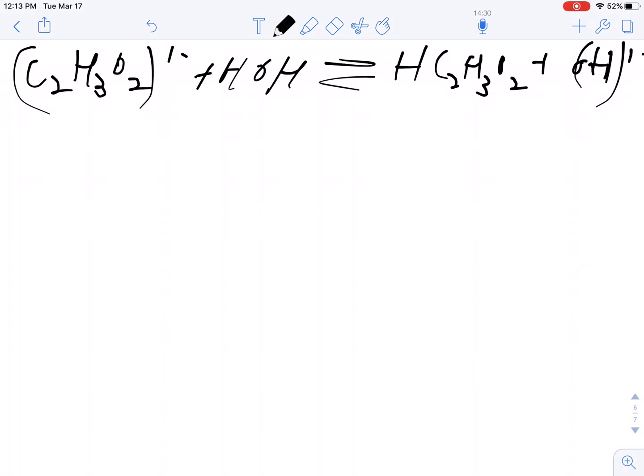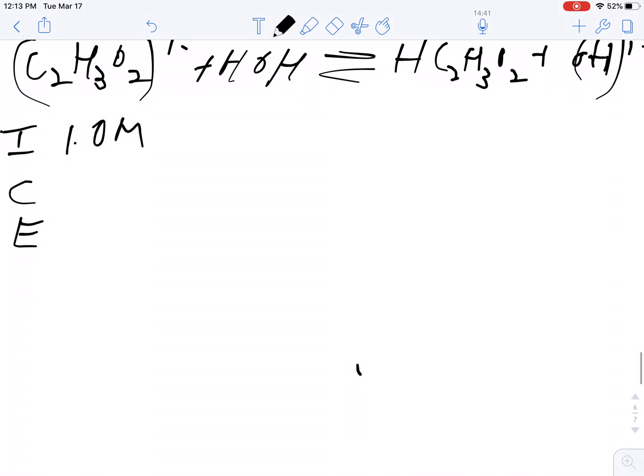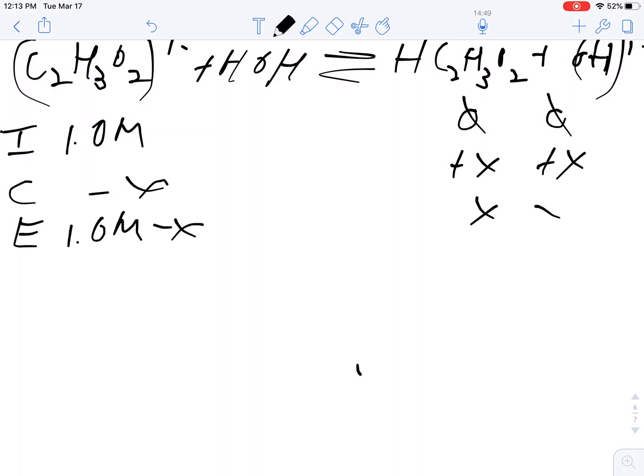Once you have the correct reaction, then solving the rest of the problem is actually fairly easy. So you've got an ice table. You know that the concentration is 1 molar. You've got 0 of this and 0 of this. I'm going to shift right. Okay. Rewrite our equilibrium expression.